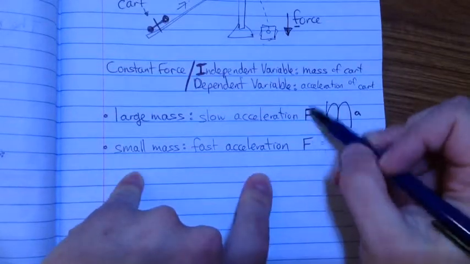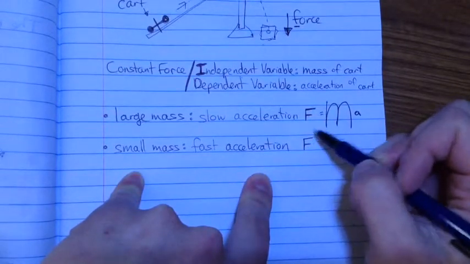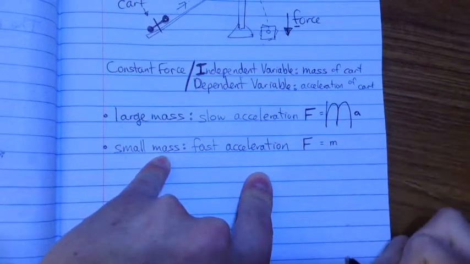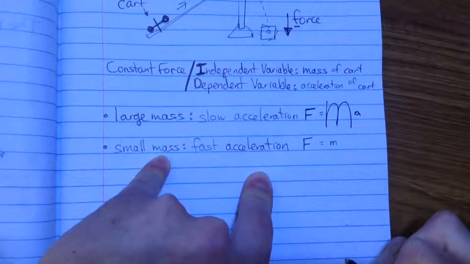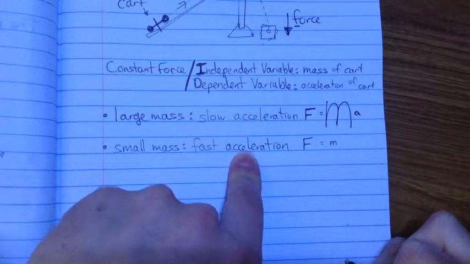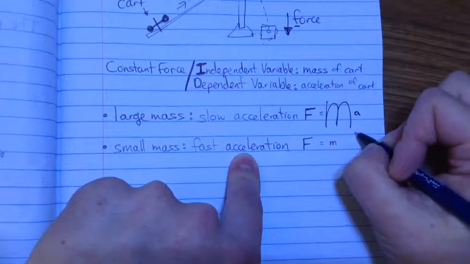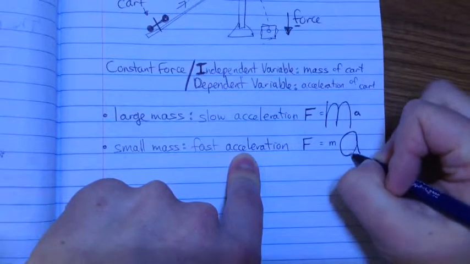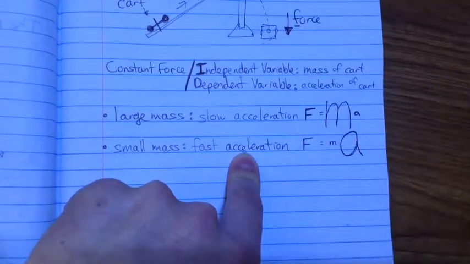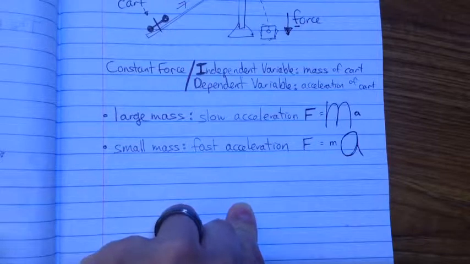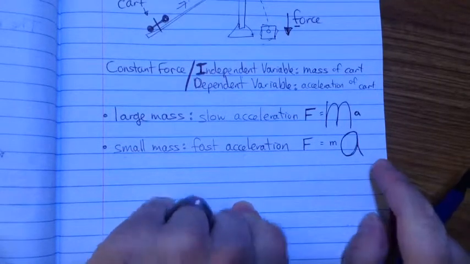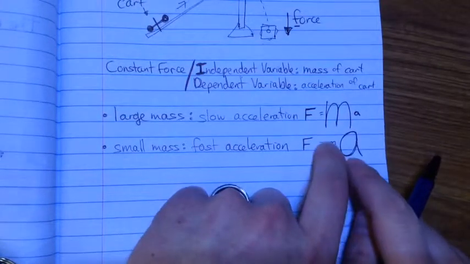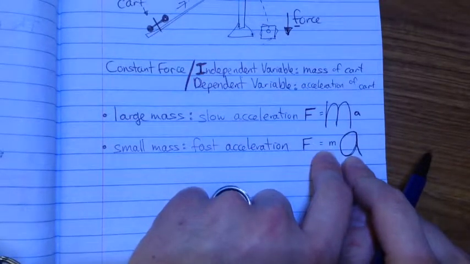Now, again, same scenario, the second scenario, the same force, but this time a small mass. So I want you to draw a small lowercase m. And the result? Fast acceleration, so I want you to draw a large lowercase a. Okay, so you can see in this, if the mass is large, the acceleration is small. If the mass is small, the acceleration is large.